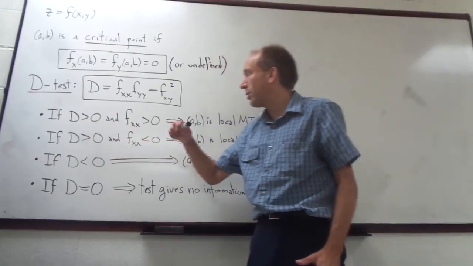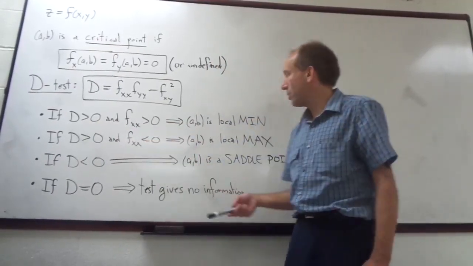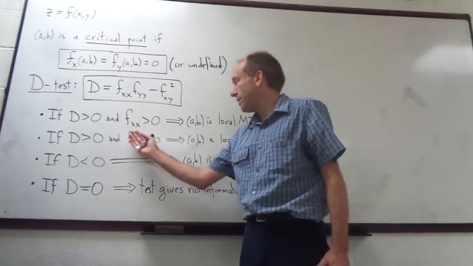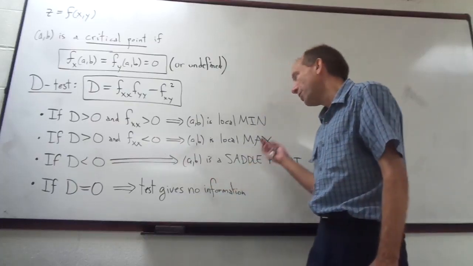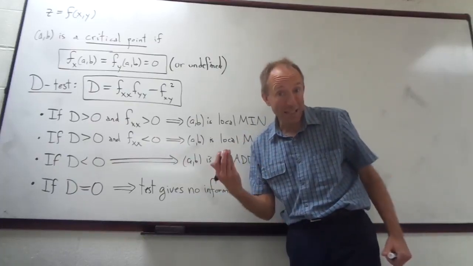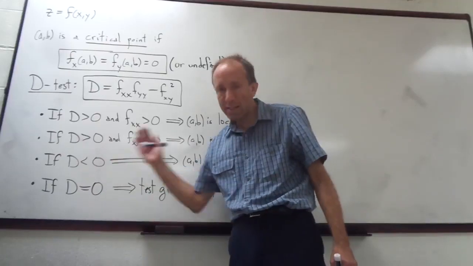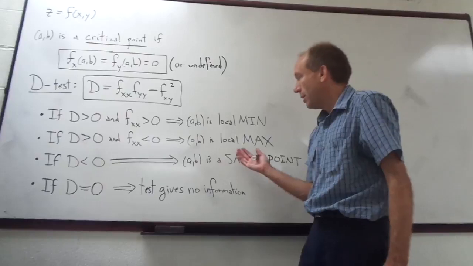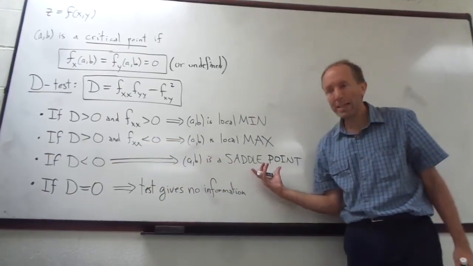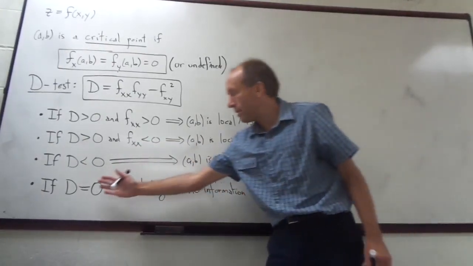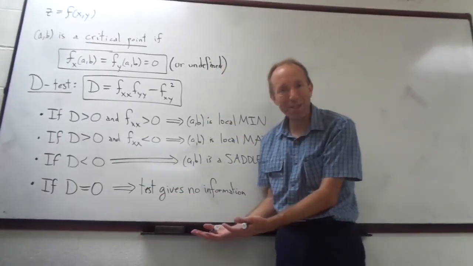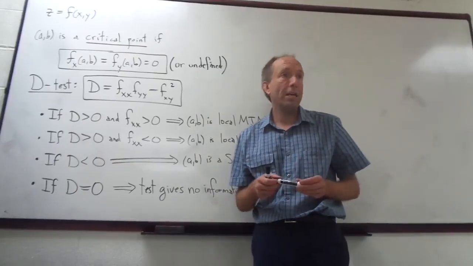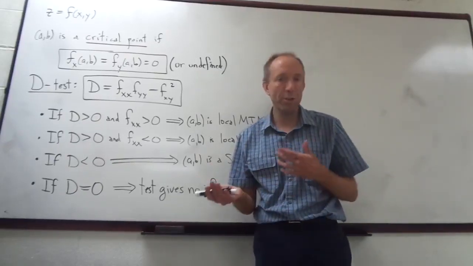If D is greater than 0 and f_xx is greater than 0, then the point (a, b) is a local minimum. If instead f_xx is less than 0, then in that case (a, b) is a local maximum. Finally, if D is less than 0, then regardless of any other facts about the partial derivatives, we have a saddle point. And if D is equal to 0, then the test really doesn't give us any information, and we have to think about another way to decide whether (a, b) is a maximum, a minimum, or a saddle point.